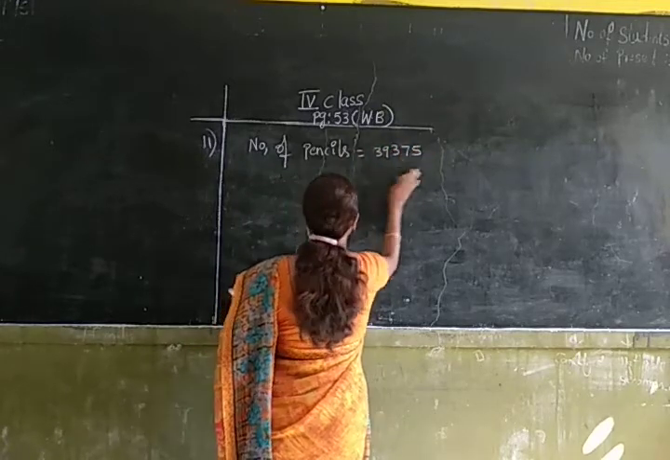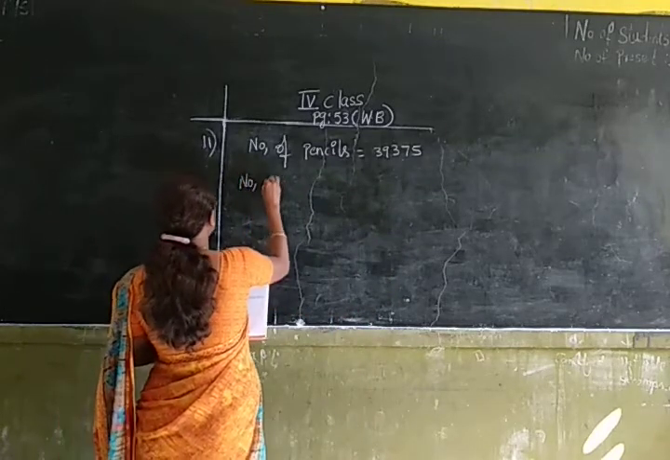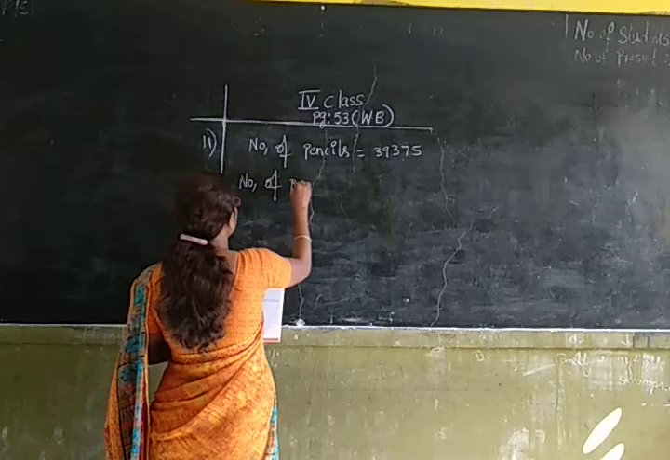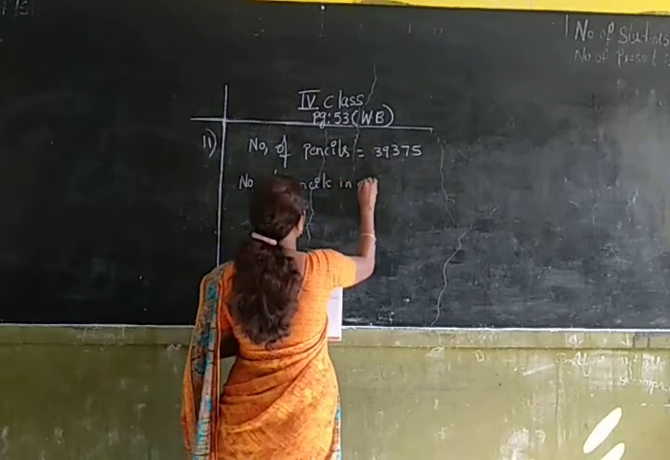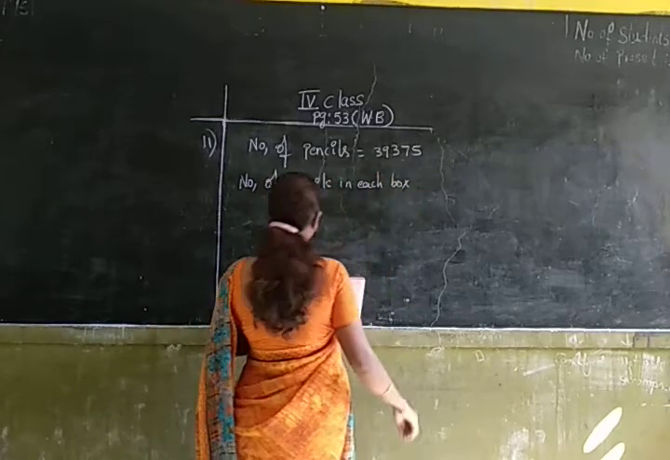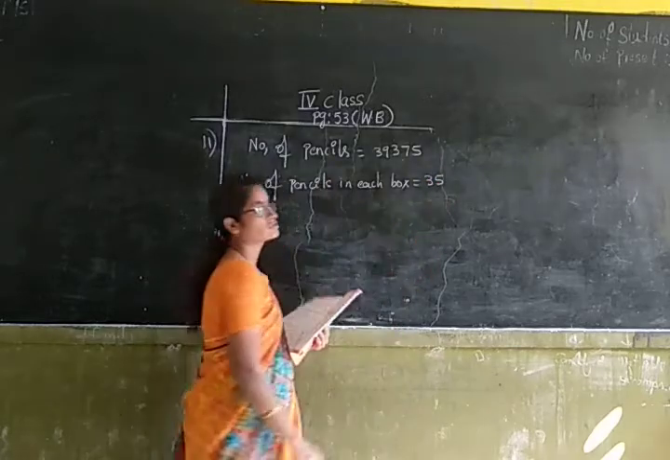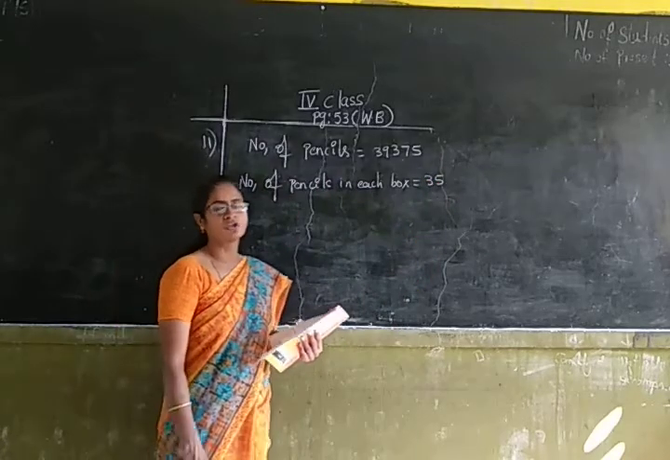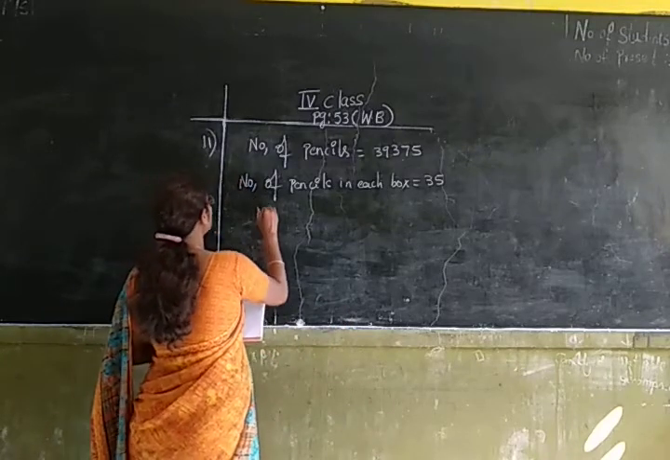39,375 pencils are there. And how many pencils are kept in each box? Number of pencils in each box. So in each box you have to put 35 pencils. Now what you have to find out? You have to find out how many boxes you need.